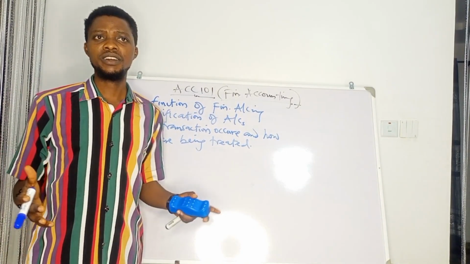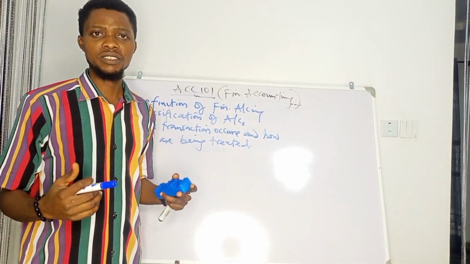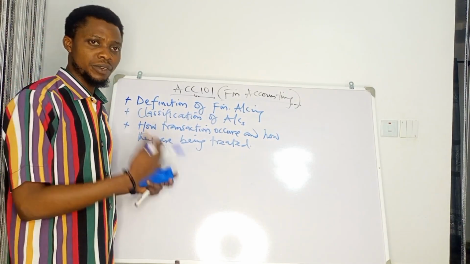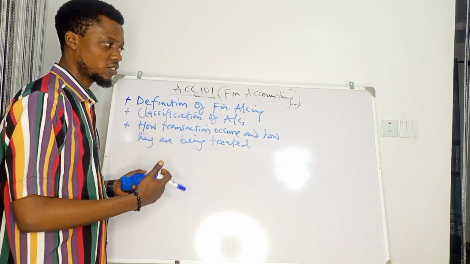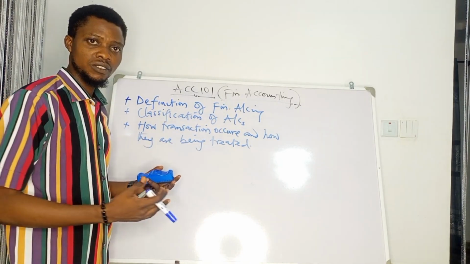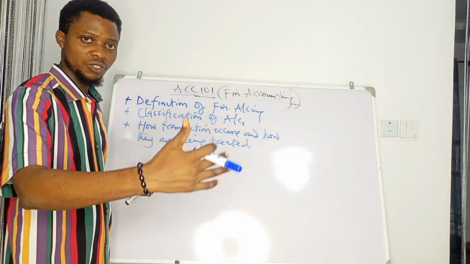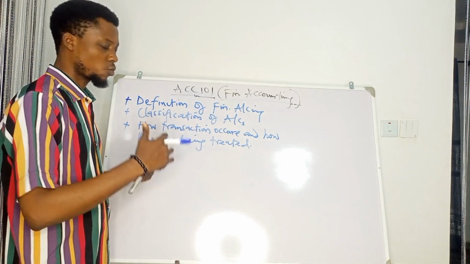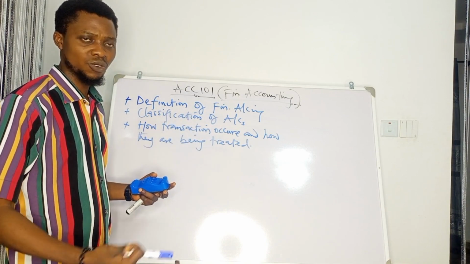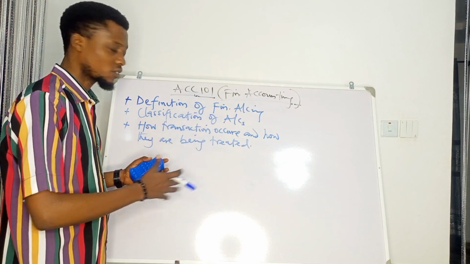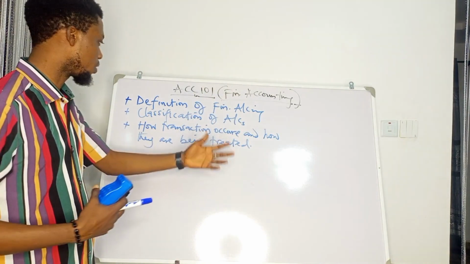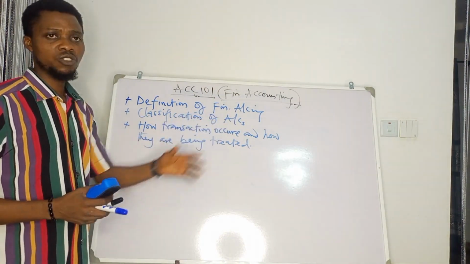Financial accounting can be defined as the process of collecting, recording, presenting, and interpreting financial entries or financial statements to the users of financial information. So when you collect, you record, you present, and you analyze your financial transactions, that's what we mean by financial accounting. Then classification of accounts.